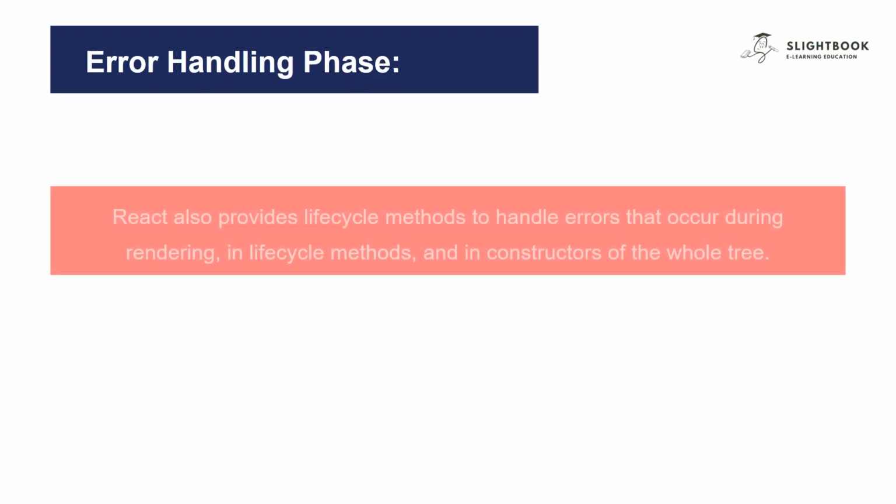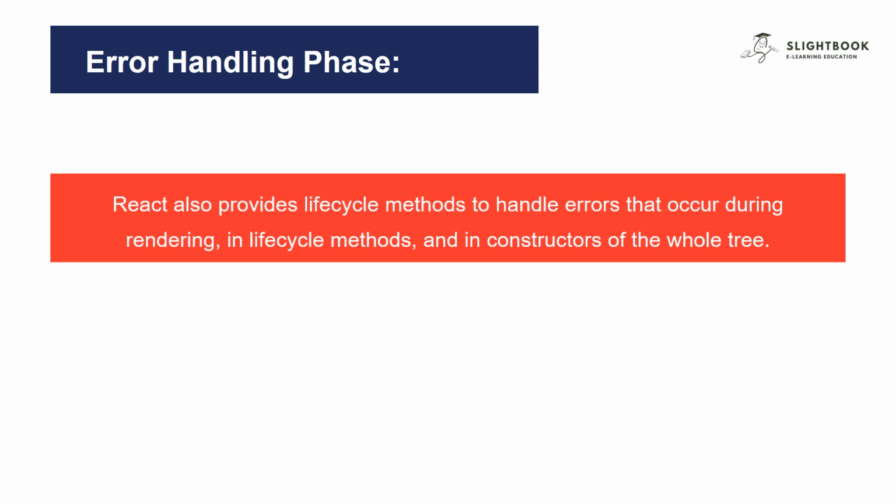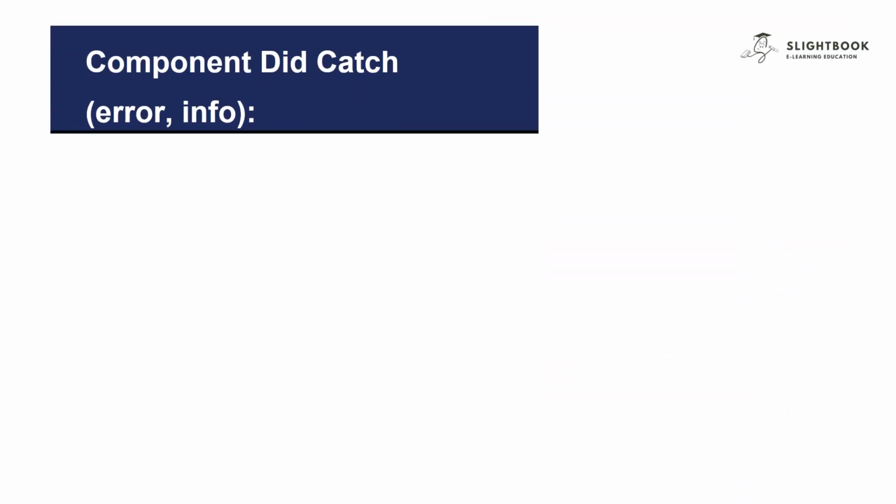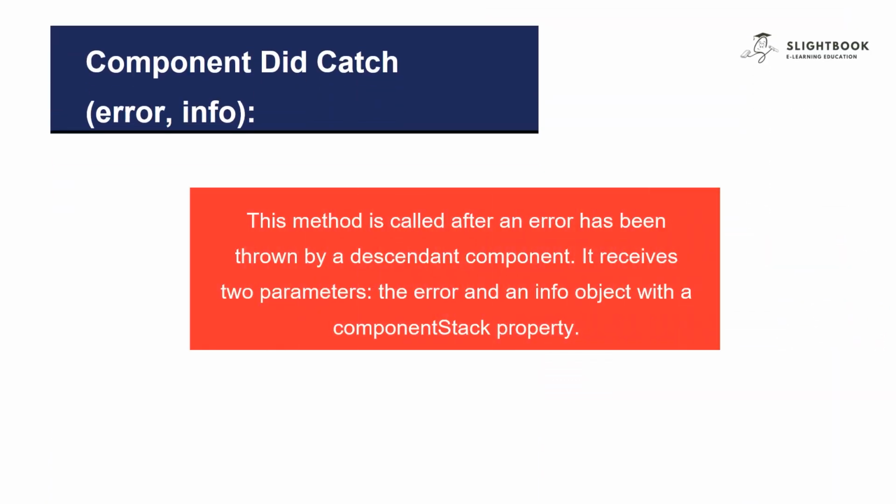Error handling phase. React also provides lifecycle methods to handle errors that occur during rendering, in lifecycle methods, and in constructors of the whole tree. static getDerivedStateFromError function. This method is invoked after an error has been thrown by a descendant component. It receives the error that was thrown as a parameter and should return a value to update state. componentDidCatch(error, info) function. This method is called after an error has been thrown by a descendant component. It receives two parameters: the error and an info object with a component stack property.